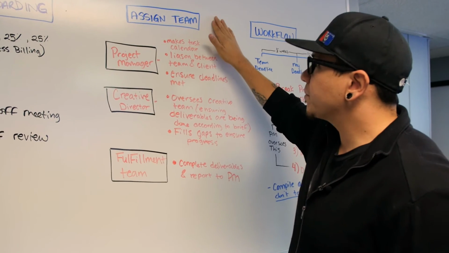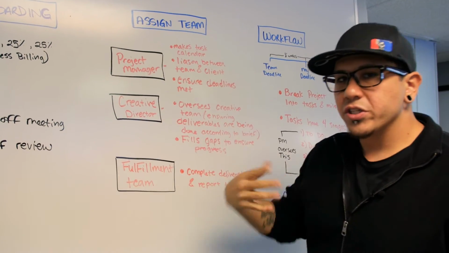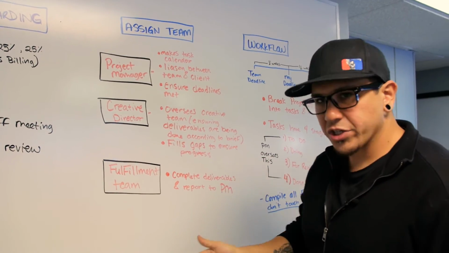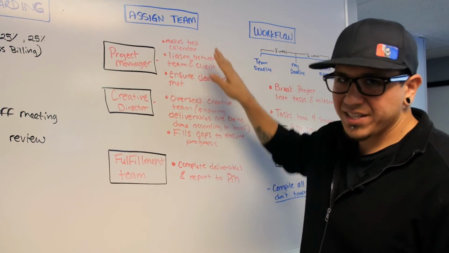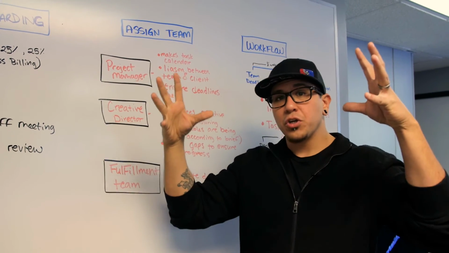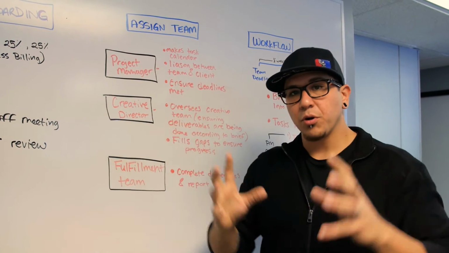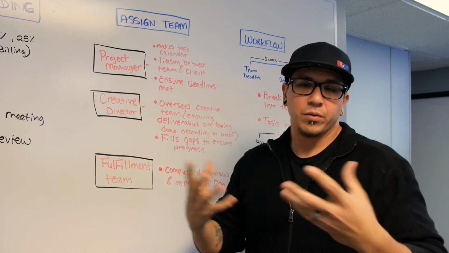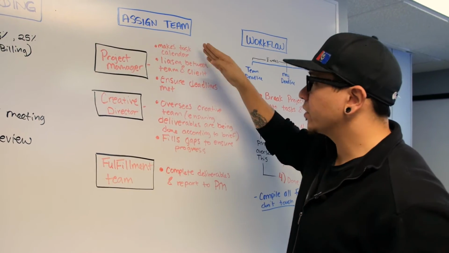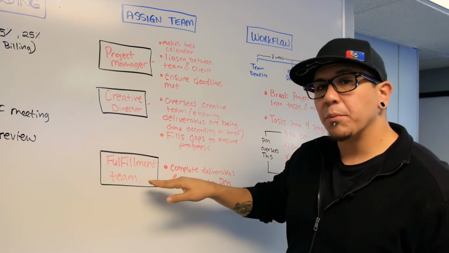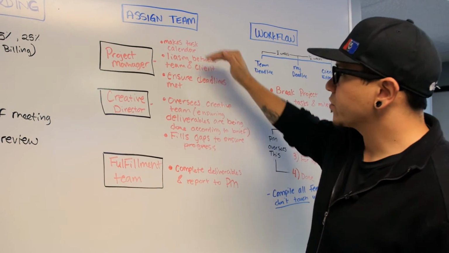When the team is assigned, I'll sit with the project manager and we'll go over what the project is, we'll go over the brief, and we'll collaboratively come up with the task calendar. The project is the overall project, but that project needs to be broken up into individual pieces, which we call tasks. Those tasks have to have due dates, and we'll assign the correct fulfillment team member to do those tasks.